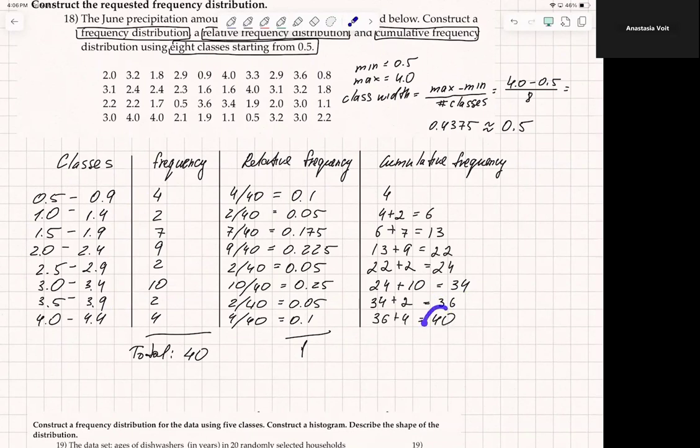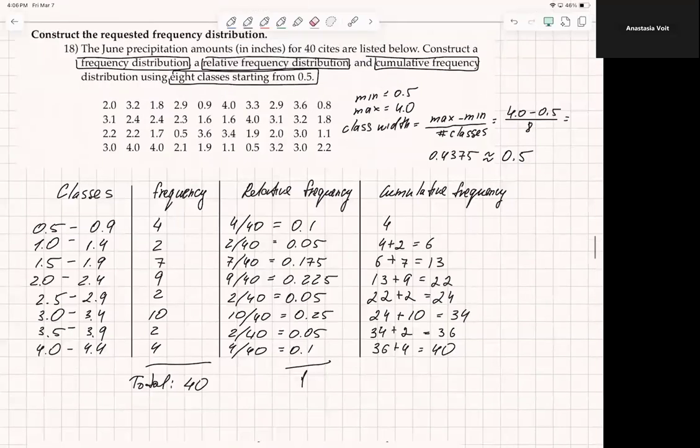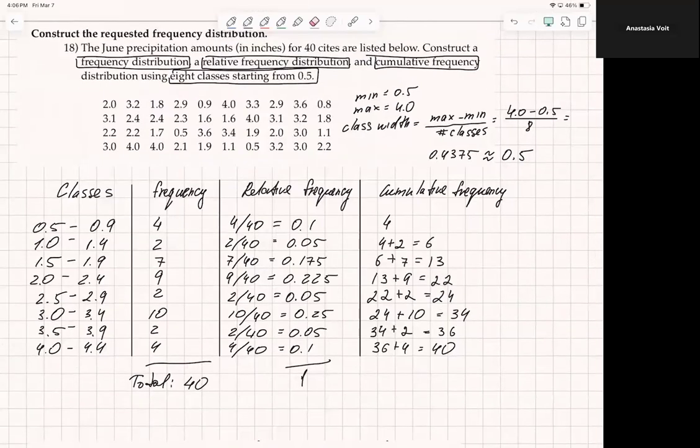Now, if you did all the calculations correctly, the last value for the cumulative frequency is supposed to be the total number of values that we have, or the total number of, what are we working with? Cities, 40 cities, right? So that's going to be 40 here. This is how you know that you did it correctly, okay?